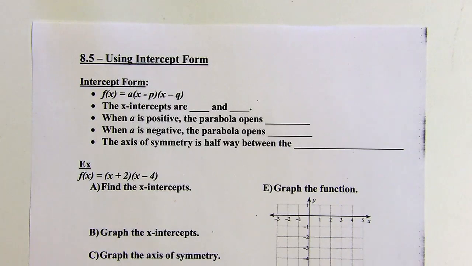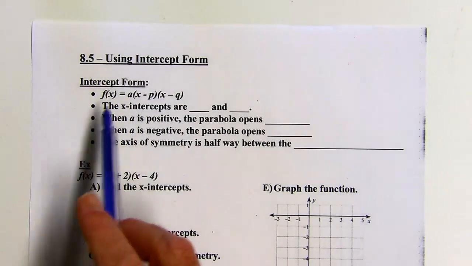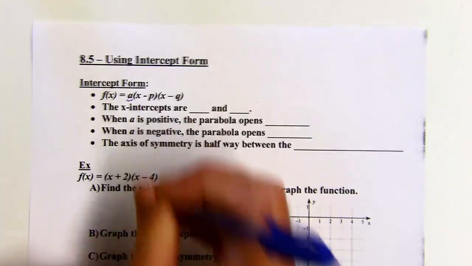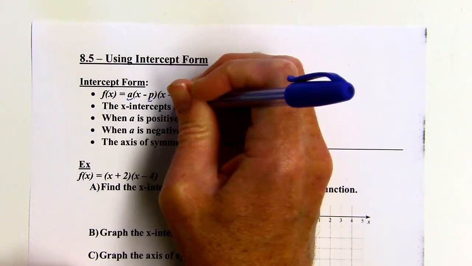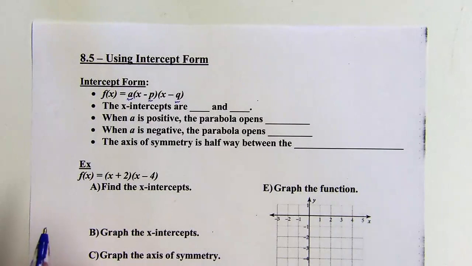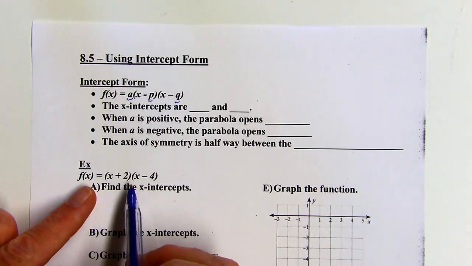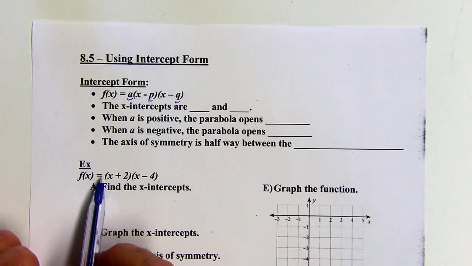8.5, using intercept form. Okay, so intercept form is going to look like this. The a is going to be some number, and the p and the q are going to be some numbers. Okay, so it would look something like this. This is an equation. The a would be 1 here.